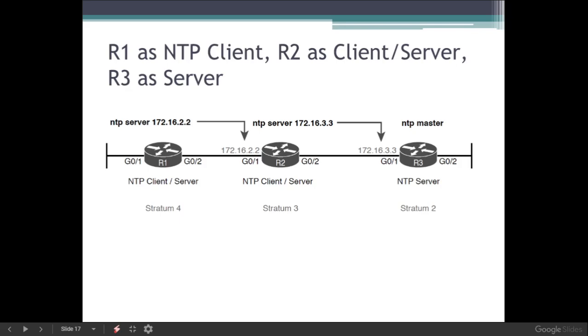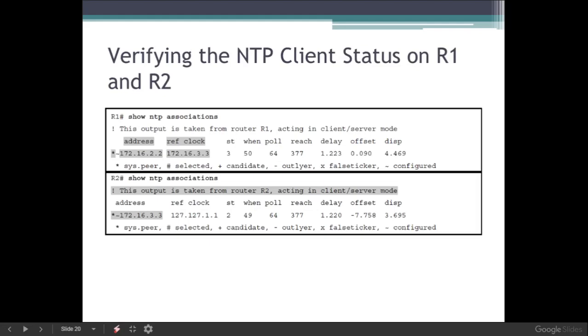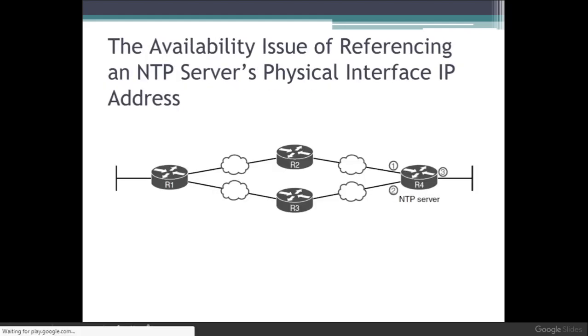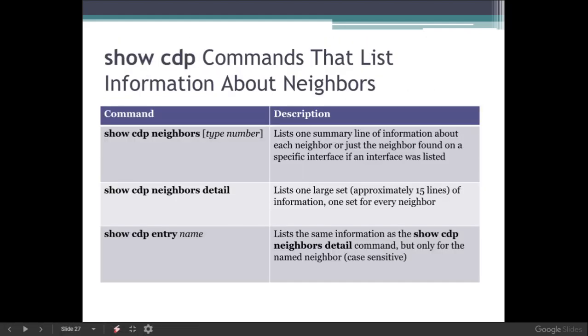And CDP operates at layer 2. So it doesn't operate at layer 3. It's going to collect layer 3 information, but it operates at layer 2. Right, so show CDP neighbors. We could just type this and it will give us a list of the neighbors. Basically a one-line summary of each neighbor.